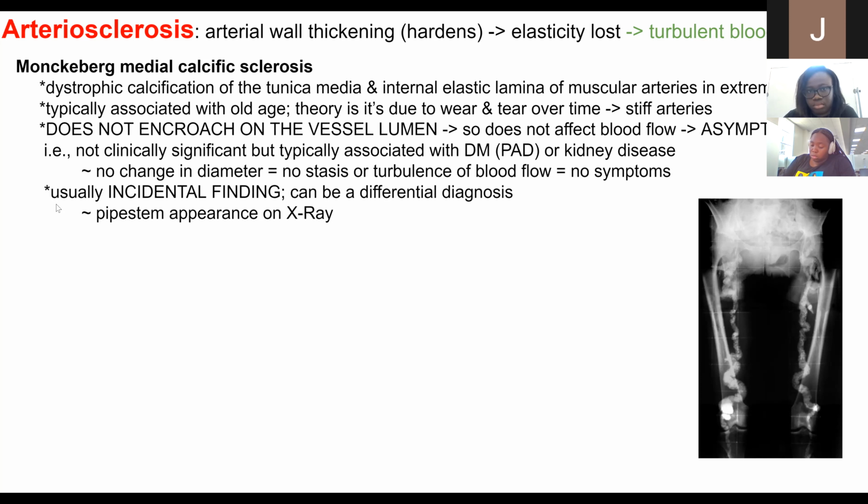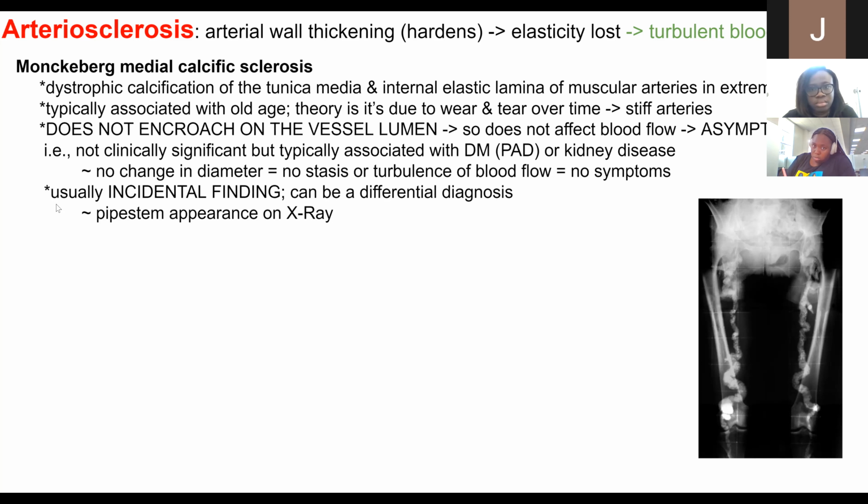So they did ask something about this. That's why I put this here. But it's really not a huge pathology. Again, most of the time it's asymptomatic. We usually just end up finding it as an incidental finding. You can have it as a differential. So if you go for OSCE, you can put it down as a differential.